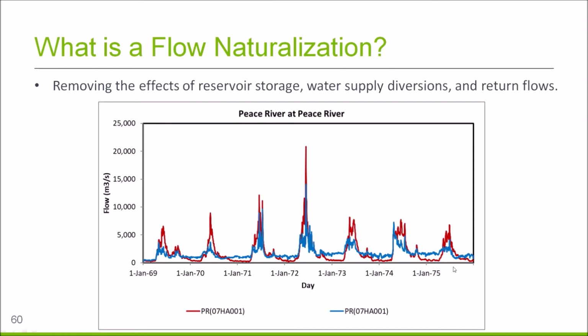Now, in this plot, the red line is basically an estimated natural flow, and the blue line is the recorded flow. So the blue line is what you are measuring at Peace River. The red line is what we are modeling, to know what the flow would be if there wasn't any hydroelectric dam upstream. The red line would show you the flow.